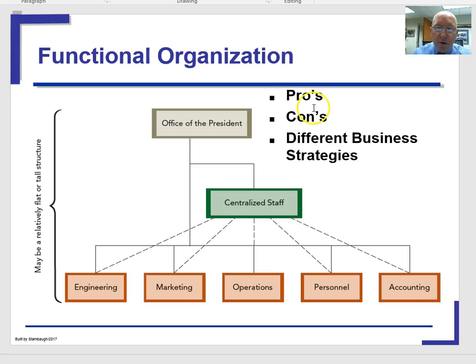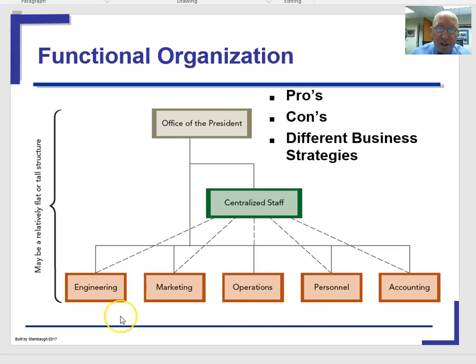Functional structure, remember in all the forms, I want you to understand the pros and the cons. In the functional structure, the pros: it tends to be the lowest cost organization. So in that sense, it aligns well with the cost leadership strategy. It develops clear accountability only in the sense that if you have an engineering question, you know who to talk to. And it allows the development of deep expertise in functions because you're organized by functions.